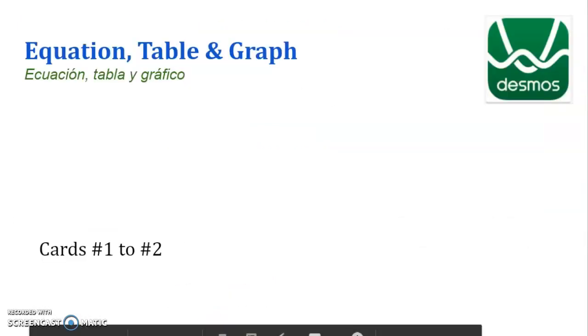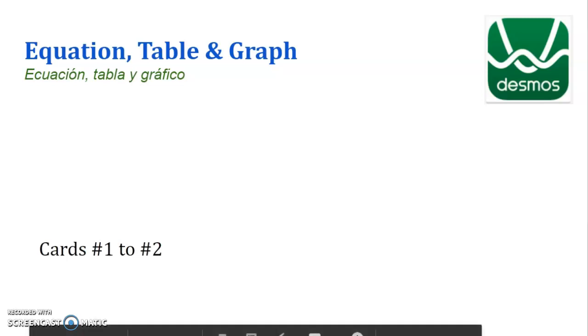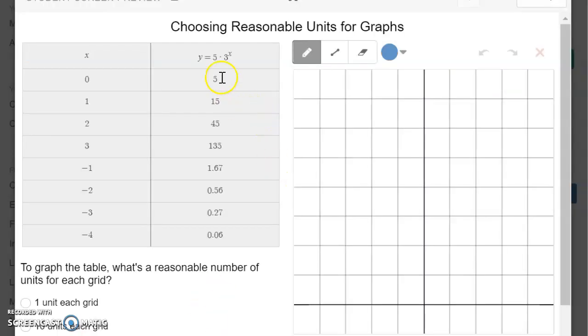At this point, you're going to be working on card 1 and card 2 of the Desmos activity on equations, tables, and graphs. Okay, here we go. Card 1 says choosing reasonable units for a graph. This time we're trying to graph this exponential function, and the x value extends from +3 to 0 all the way to -4.